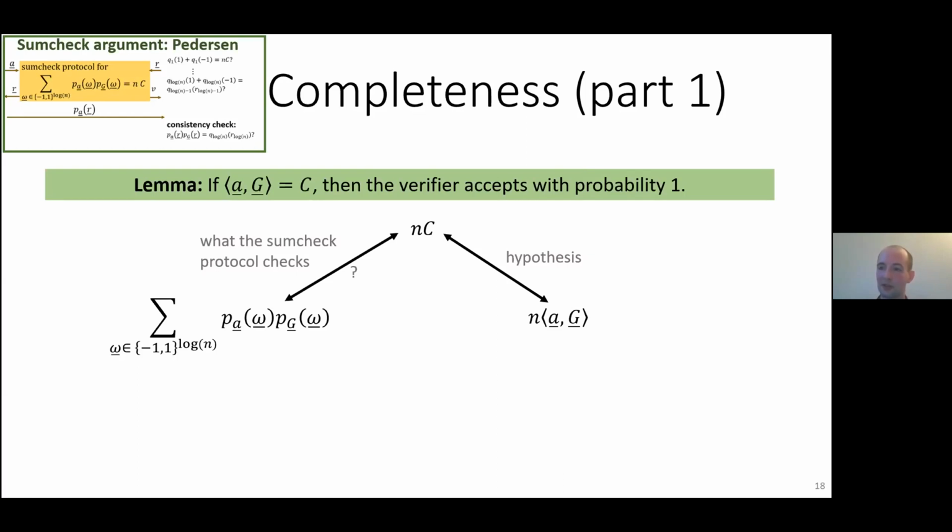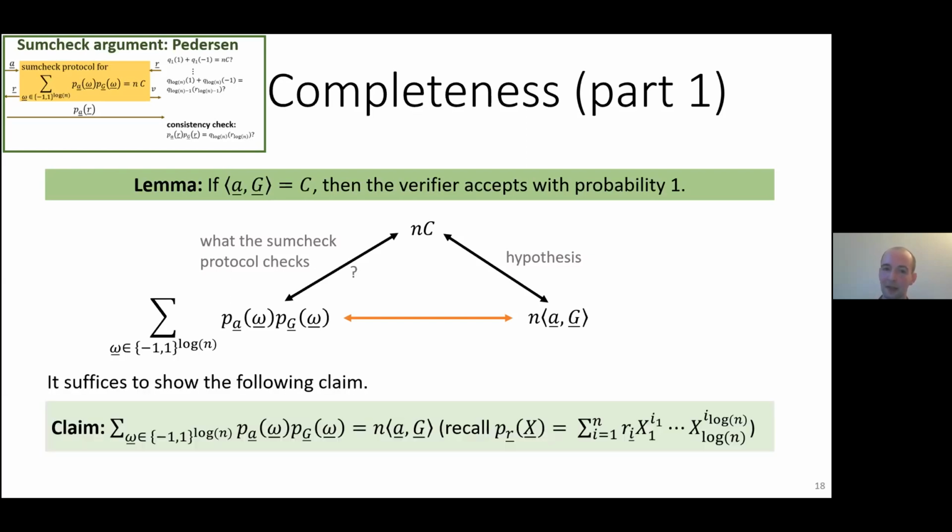So in order to know that the question mark double arrow is actually an equality, we need to investigate the third side of the triangle here. In order to show completeness, what we want to prove is that this sum of polynomial evaluations gives us the scalar product on the right-hand side. So completeness is basically linked to this claim about summing evaluations of multilinear polynomials.